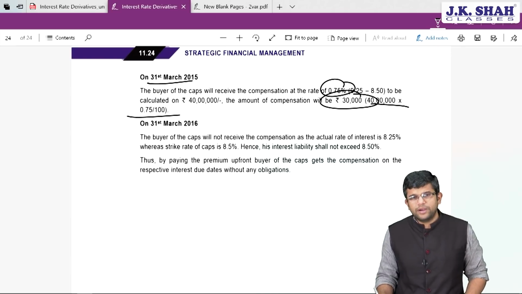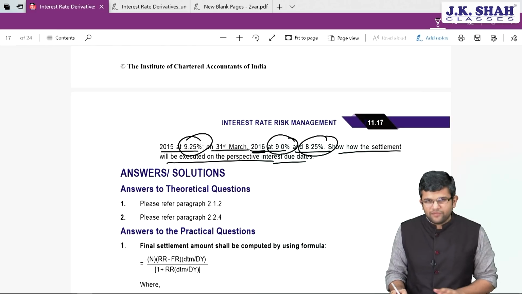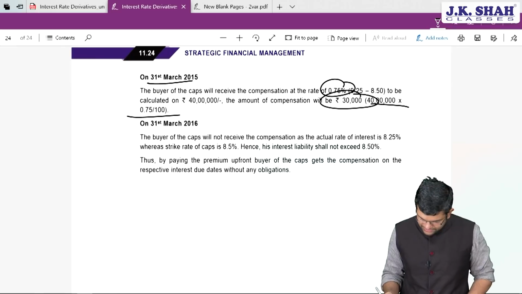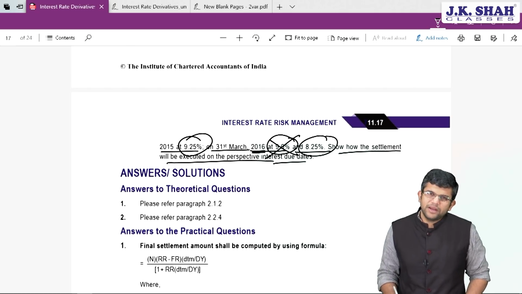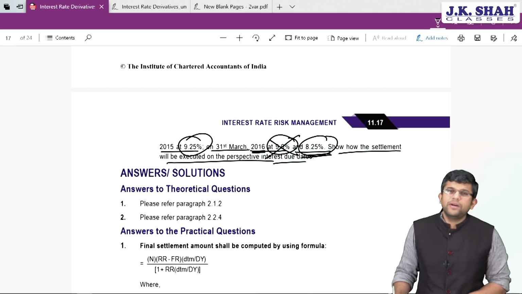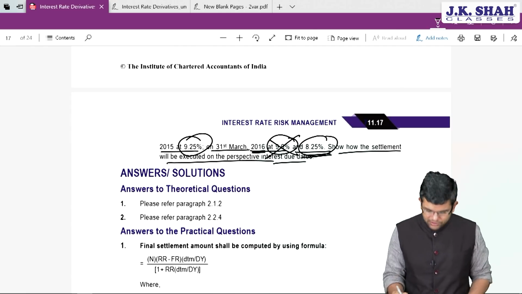I hope you are able to understand. And children, on the last date, that is 31st March 2016, two rates they have given. One of them of course is wrong. ICAI has taken the rate of 8.25, which means this 9% is a printing mistake. Need not think about it. 8.25, children, do you realize will be less than the strike rate and therefore no compensation will be received.